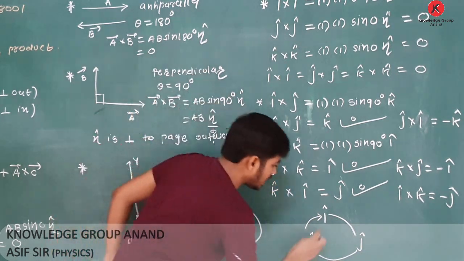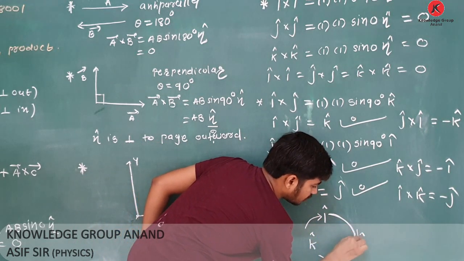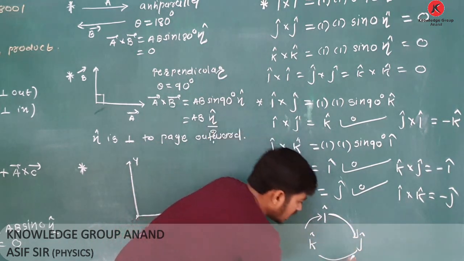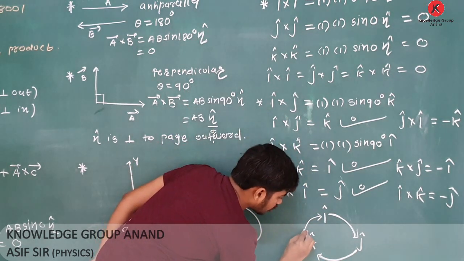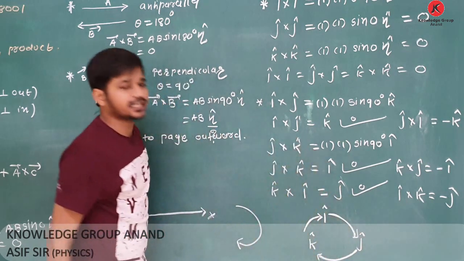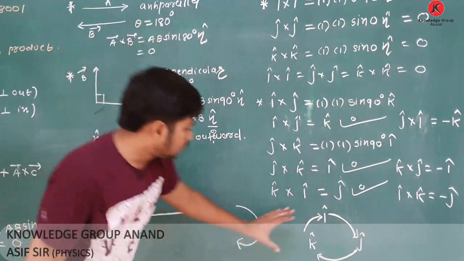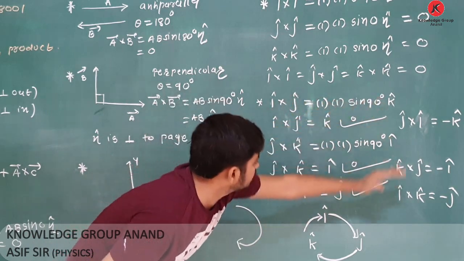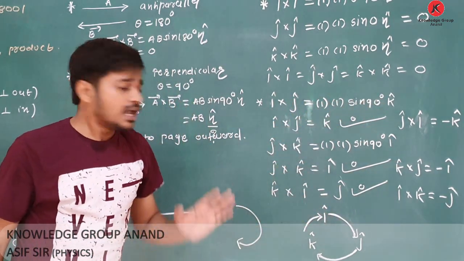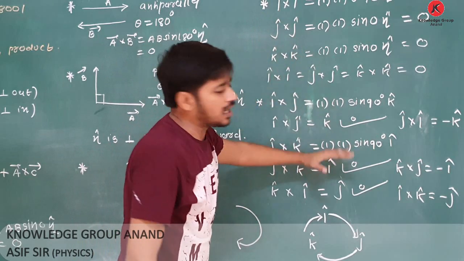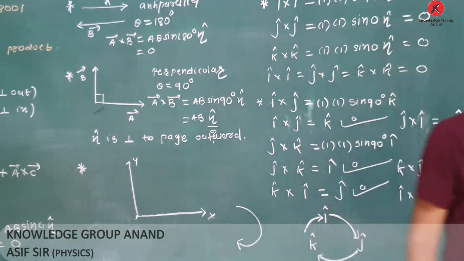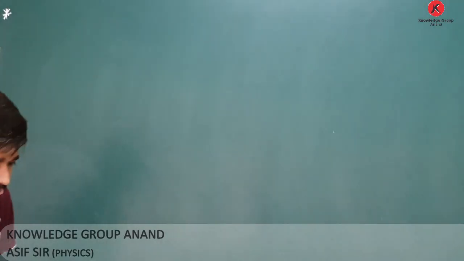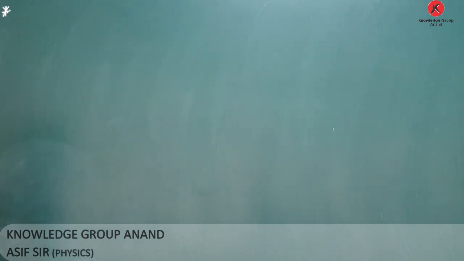Again, repeat the method. I cross j, then what is its answer? K caret. J cross k, then what is its answer? I caret. K cross i, then what is its answer? J caret. Clear about this? So yes, from this you can easily remember these six values. And yes, it is one important part of the cross product. Okay, now the next property for vector products. What is the next property?